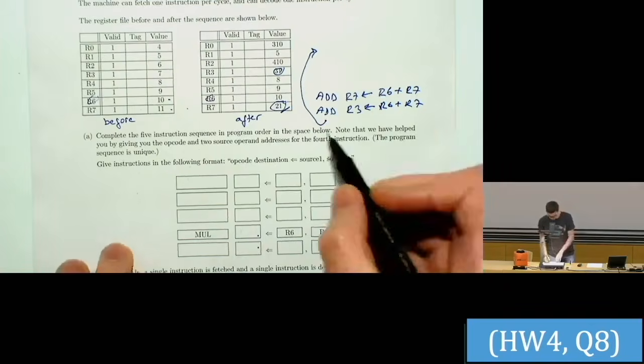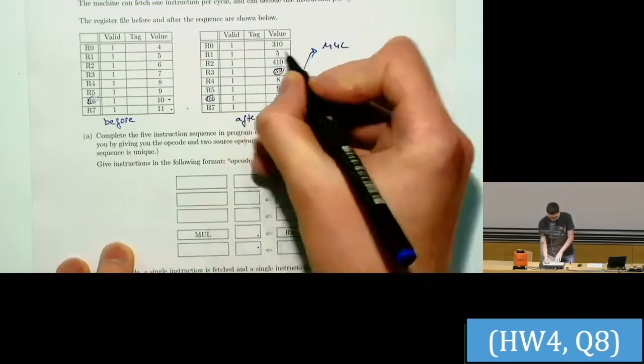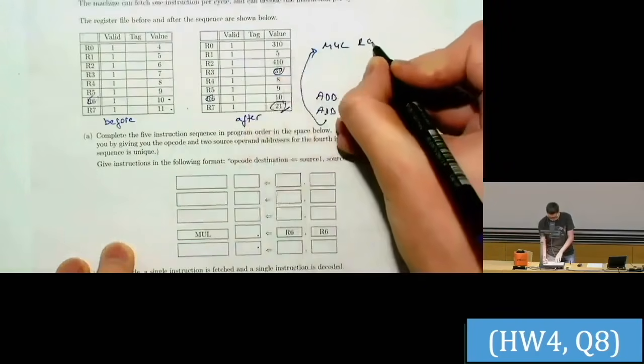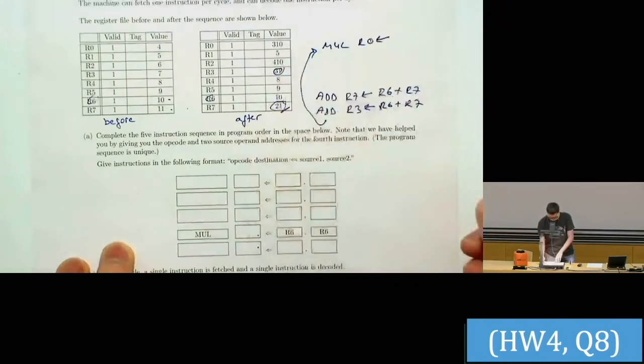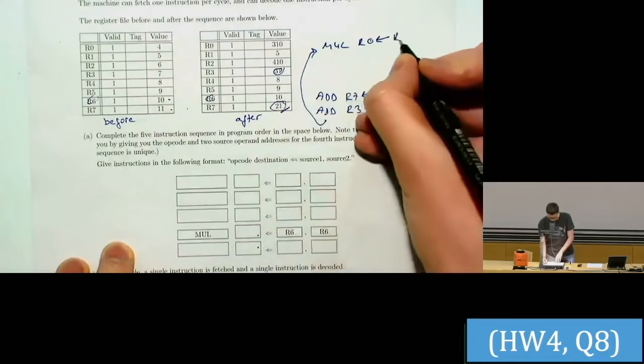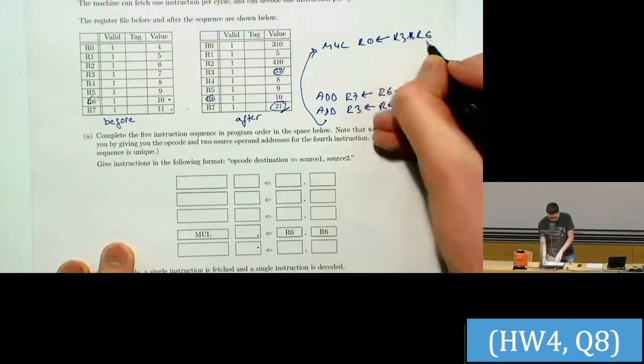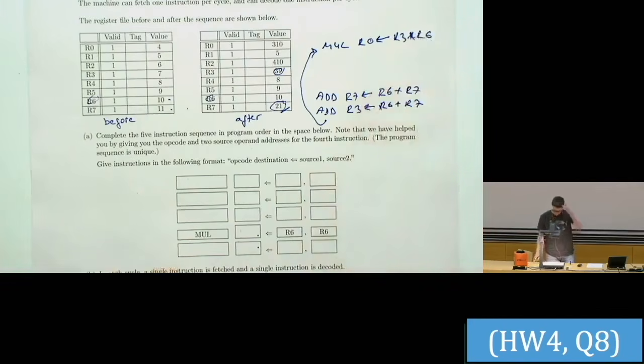But anyway, so if we continue here, we said that we can get 310 to R0 by multiplying R3 and, sorry, this is multiply R3 and R6.